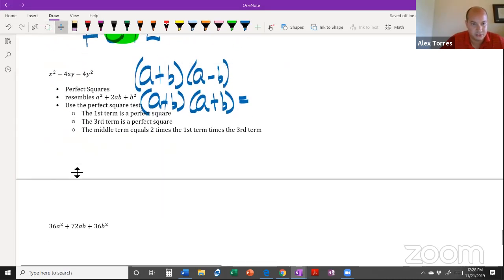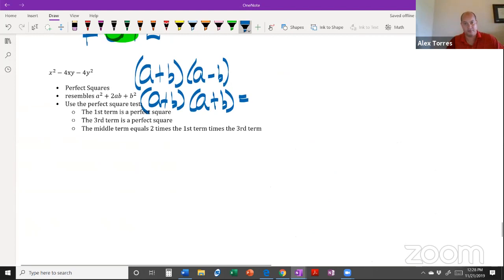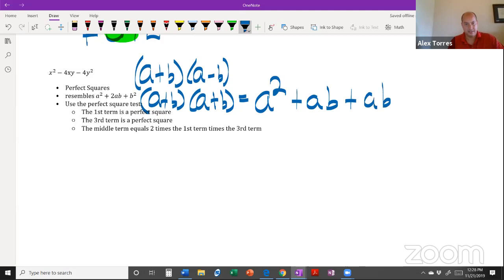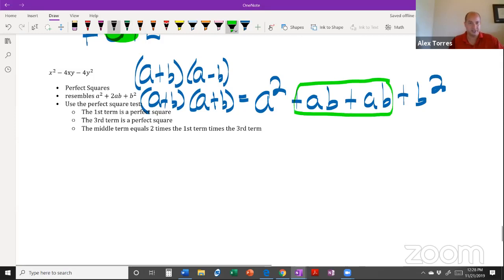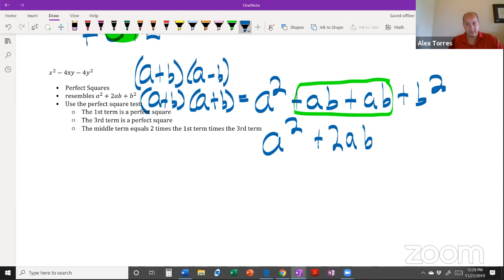So let me show you what that means. If I were to FOIL this out, I'd have first times first, outer times outer, inner times inner, last times last. So what's happening? The ab and the ab are doubling up on each other. It's going to look like a squared plus 2ab plus b squared. Now, that is a perfect square trinomial. Perfect square meaning that the factors are the same as each other.